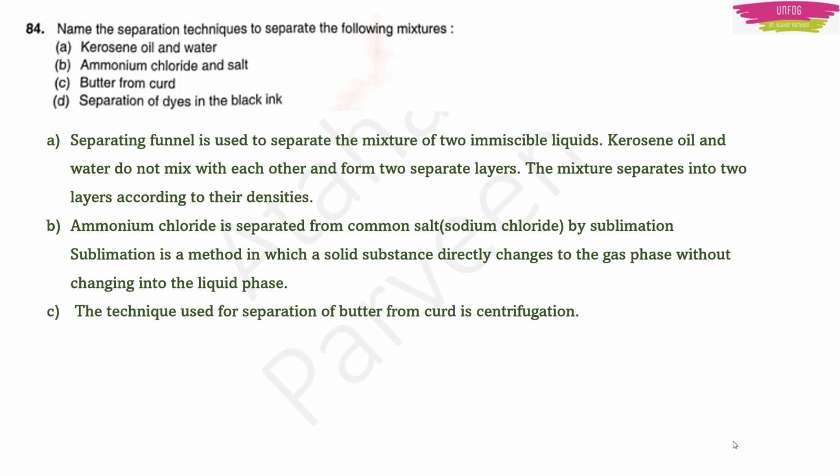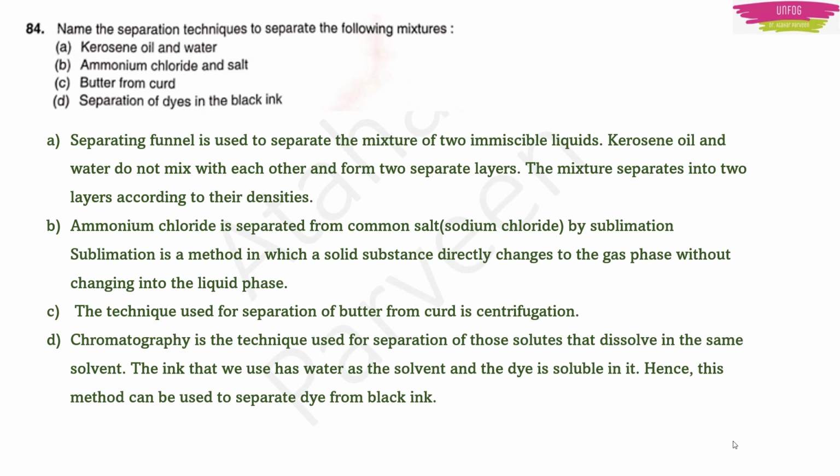Next is separation of dyes in the black ink. Now the separation technique to separate dyes from the black ink is chromatography. It is used to separate those solutes that dissolve in the same solvent. The ink that we use has water as a solvent and the dye is soluble in it. Hence this method, chromatography, can be used to separate dye from black ink.